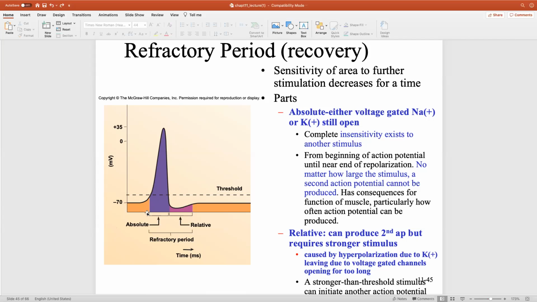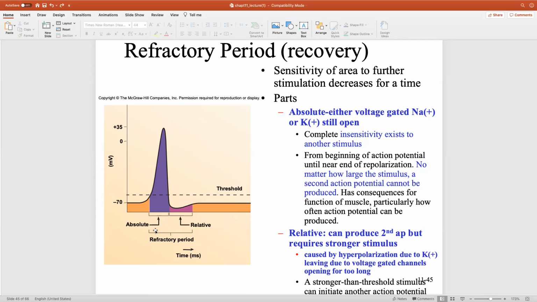And when you hit threshold right here, for that small period of time that we are either depolarizing and voltage-gated sodium channels are open, or when we're repolarizing and voltage-gated potassium channels are open, during both those phases, we can't re-stimulate because you can't activate those voltage-gated channels fast enough. They need time to recover, right? That's an absolute refractory period.